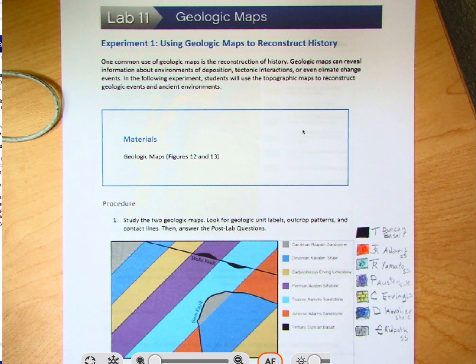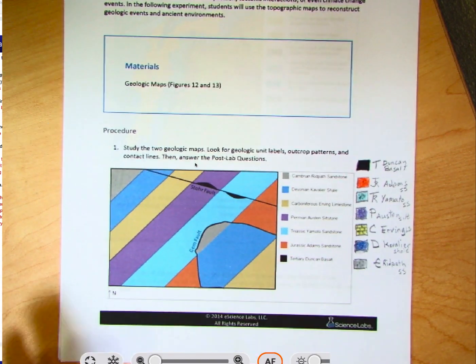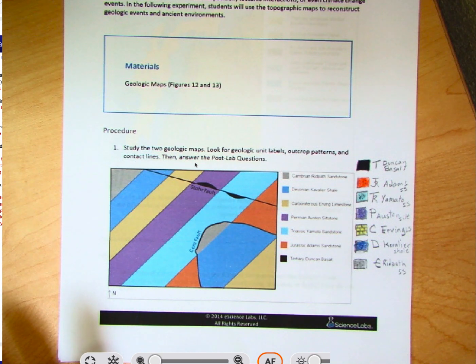Hello class and welcome to Historical Geology, and I want to look a little bit at this lab on geologic maps. And this first map I have several problems with. It's not drawn correctly, and one of the problems first of all is when you have a geologic map and you're doing a stratigraphic column, you always have the oldest rocks on the bottom.